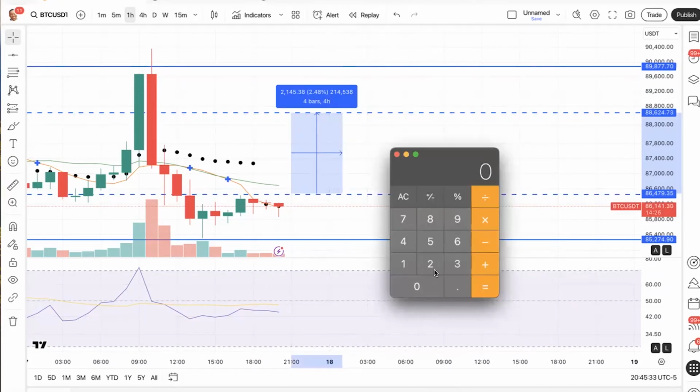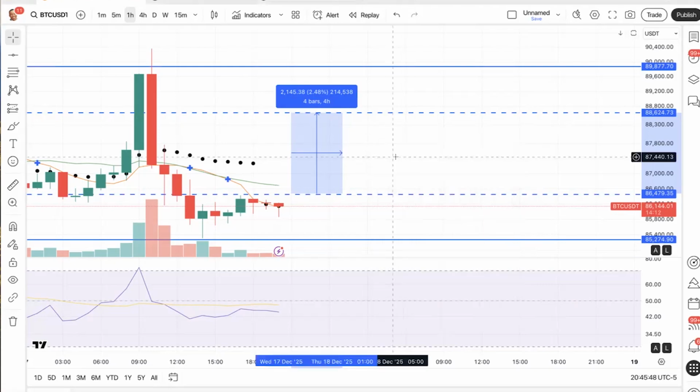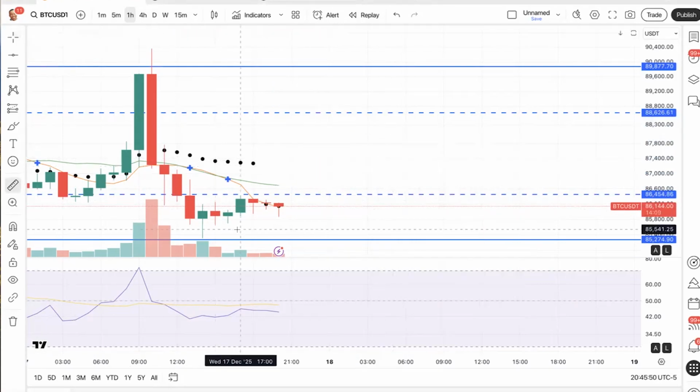Well, if you're using 5x leverage from your prop firm, 2.5 times 5 equals 10, or that's even more than 10. So that one move alone is enough to beat your prop firm challenge. And then you still set a stop loss.